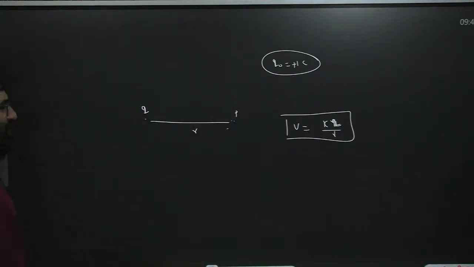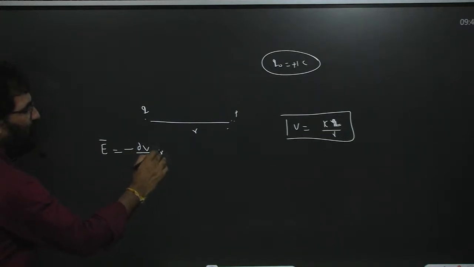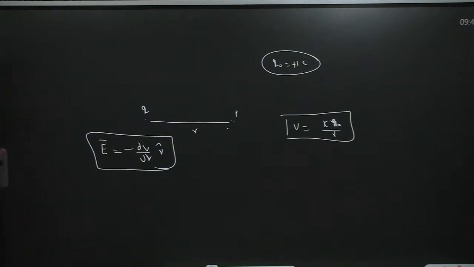Now, what is the relation between potential and electric field? Electric field is defined as the negative potential gradient, dV by dr. So E bar is equal to minus dV by dr. This is a very important one. We can find the electric field when we have a potential difference. If the potential difference is 0, the electric field is also 0.